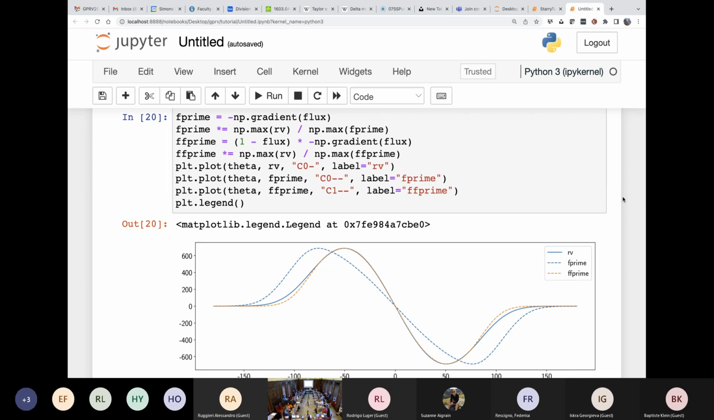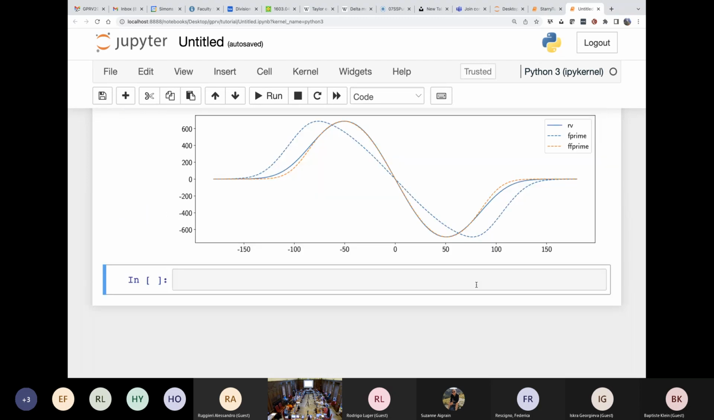Okay, this is one way of computing the approximate radial velocity effect of a spot. Another one is to actually model the spectrum and model the shape changes to the spectral lines and then compute the radial velocity from that. So let's do that using Starry. Is it okay if I move on?